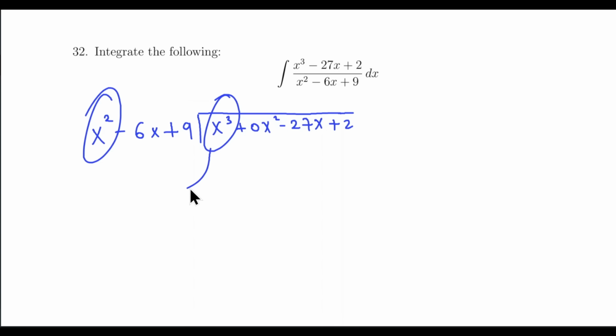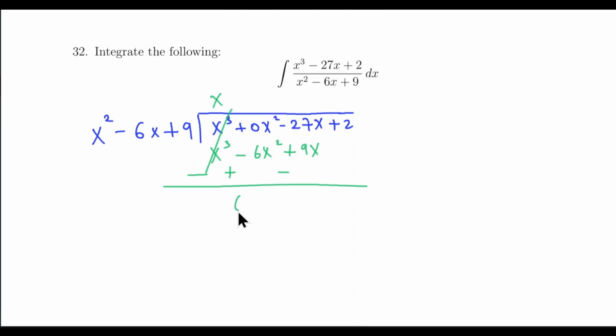So x cube divided by x square is just x. So I have x here. And we multiply this x with this entire thing. So x cube minus 6x square plus 9x. We subtract, change the sign, gone. This will be 6x square. If we add these two and if we add these two, this will be, I think, what, 36, right? 36, yes.